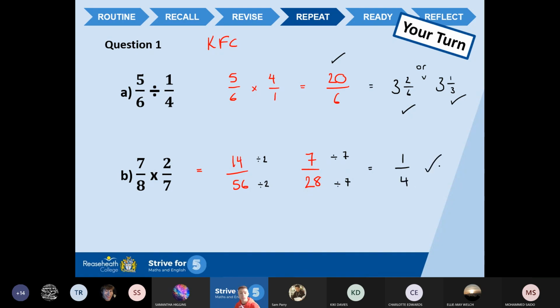Hey, Mohammed, don't worry. If you've left it as a whole, that's absolutely fine, because never in my question does it say give your answer as a mixed number. So if you've not thought to do that, don't worry. But in an exam, if it says to do it, please make sure you do it, because that's an extra mark in the bag.